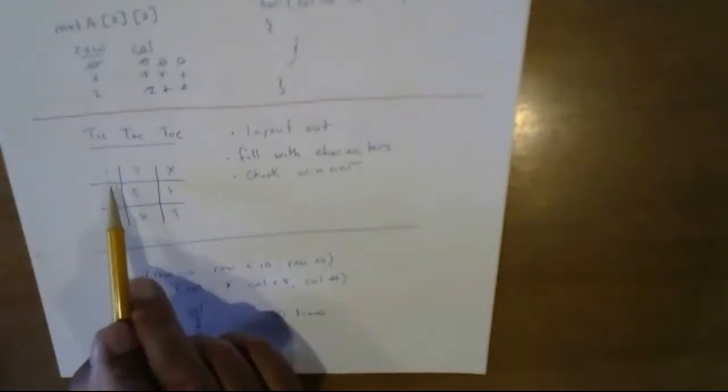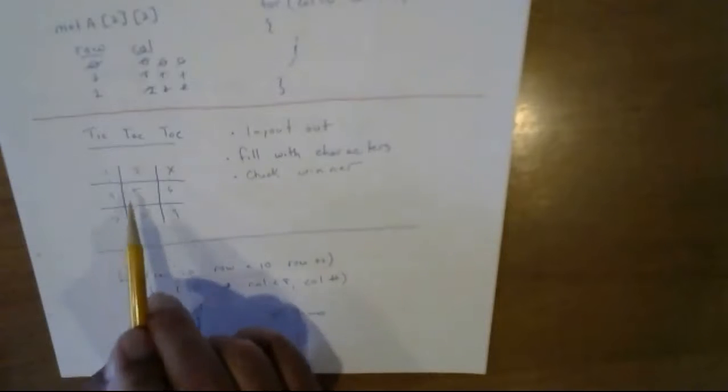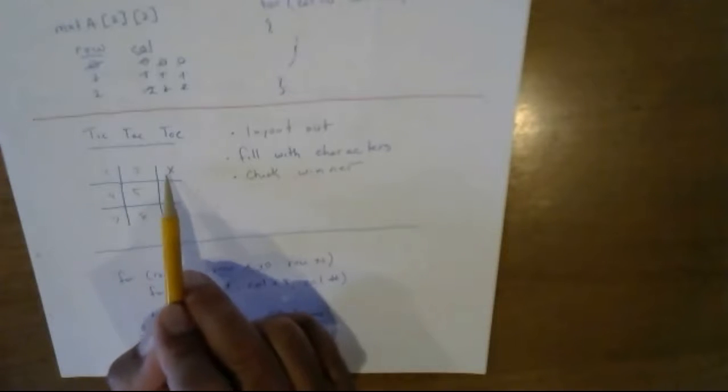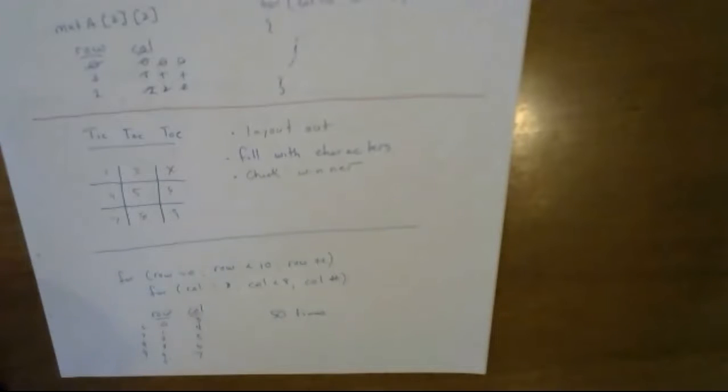How many horizontal ways? 1, 2, 3. How many vertical ways? 1, 2, 3. That's 6. 7. And then this diagonal, or this diagonal, 8. Yeah. So there are 8 ways to possibly win.